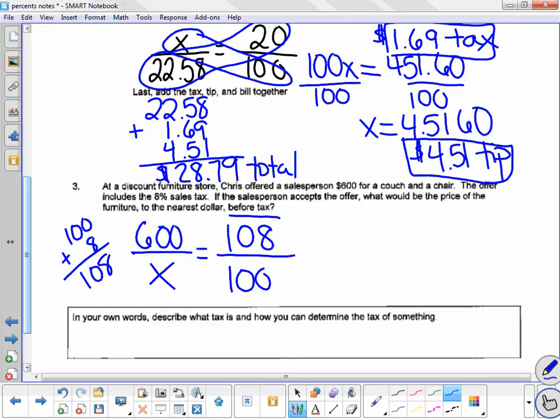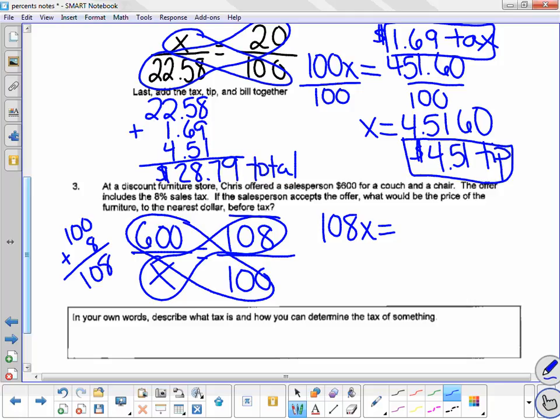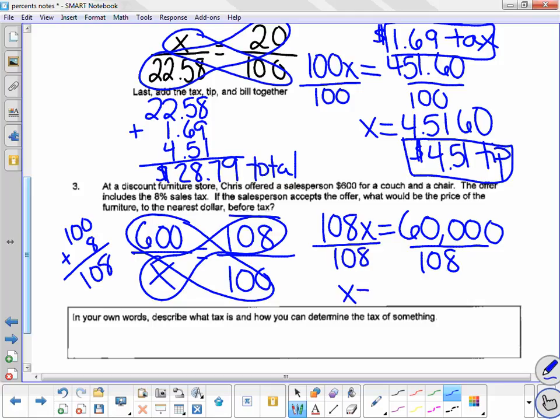Okay? So you're still going to do the math like you have been. 108 times x is 108x equals 600 times 100, which is 60,000. You divide by 108 on both sides, and you get x equals $555.56. So that was the cost before the tax was put on.